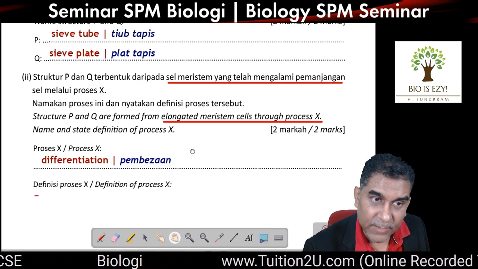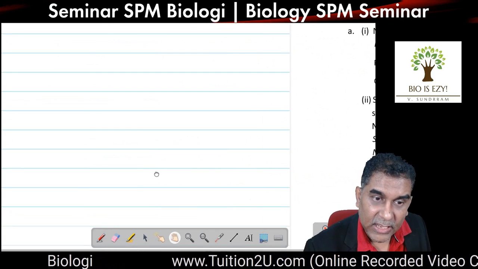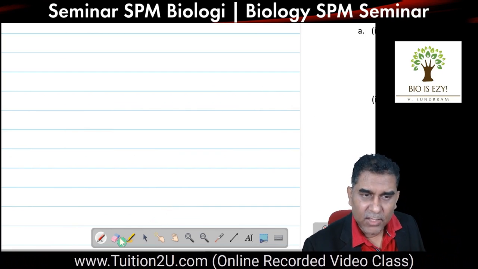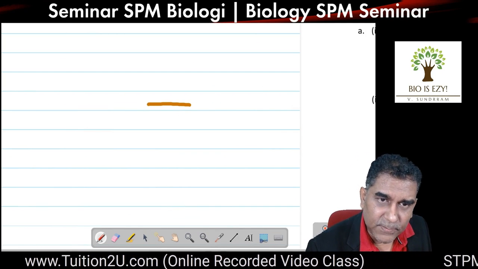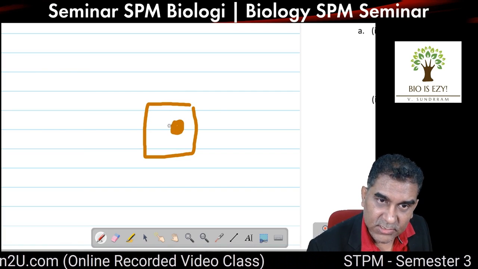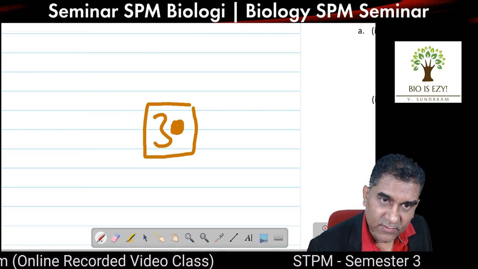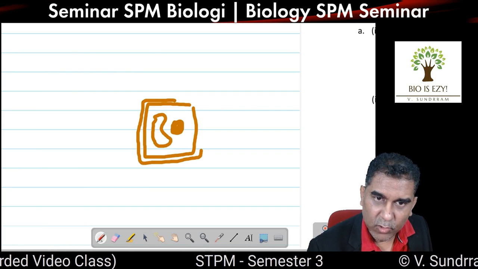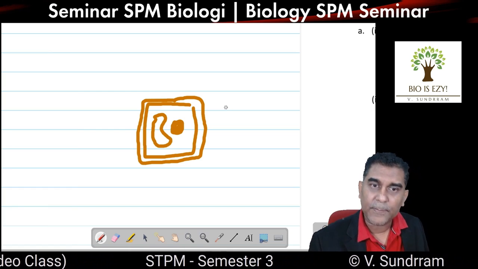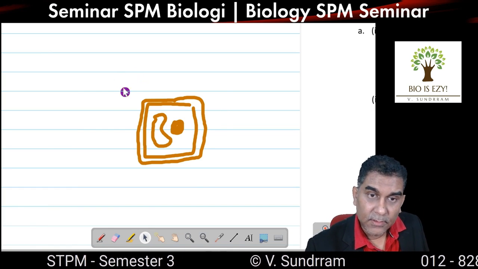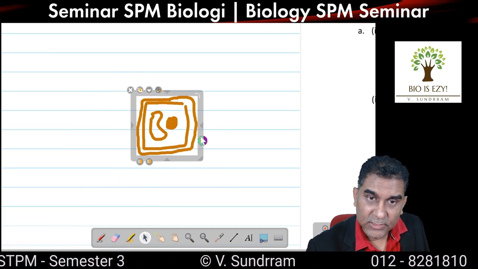Secara am, kalau kita tengok dekat sini, kalau saya suruh lukis sel tumbuhan, if I ask you to draw a plant cell, almost all the students will draw something like this. This is the cell wall. This is the nucleus. And maybe this is the vacuole. So I make the cell wall a bit thicker. So this is how almost all the students draw a plant cell. Bentuk segi 4.